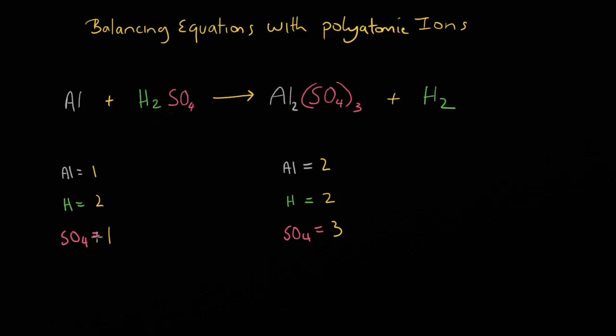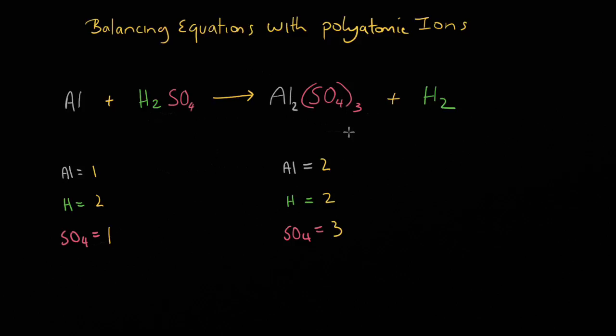SO4. So we've got one SO4 on the left, but we've got 3 SO4s on the right. So you can see the SO4 in the brackets multiplied by 3 to the right hand side of the brackets. And I've also color coded it for you, so that should help.